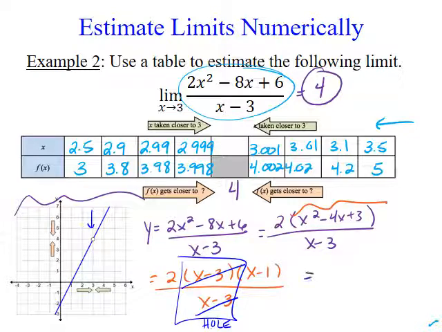So this leaves us with 2 times the quantity x minus 1, which is the exact same thing we started with in the previous problem. So we're working towards something that we will see later on in this material.